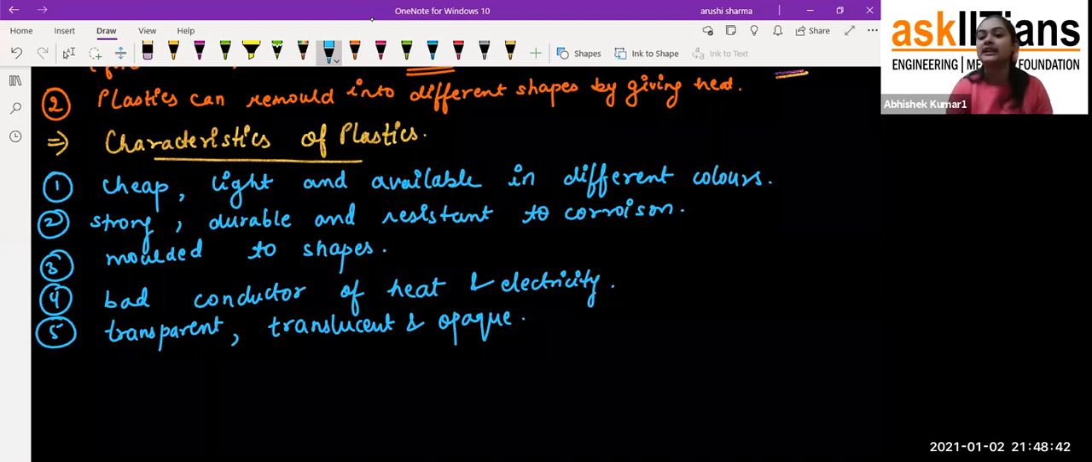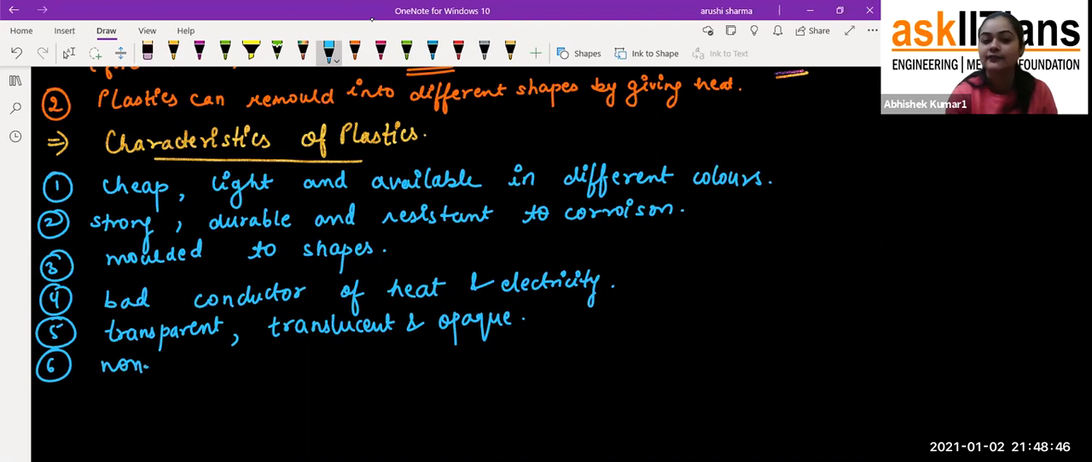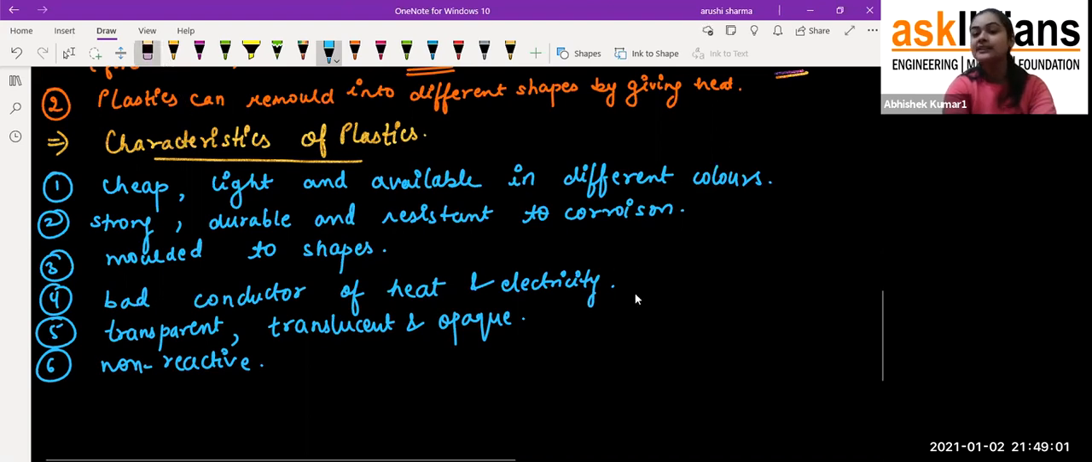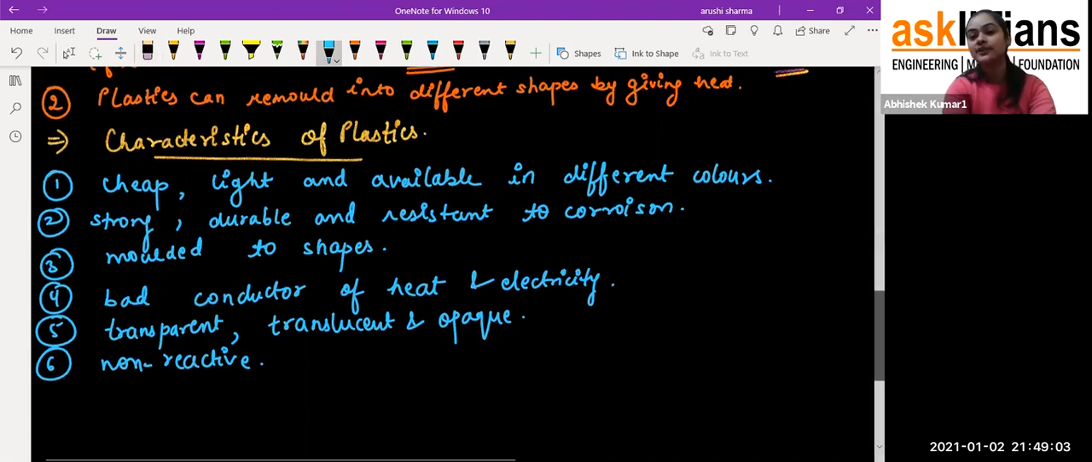So these are the properties or the characteristics of plastic. And the last one is that they are non-reactive. Okay, they are non-reactive. Fine, student. So these are the characteristics of plastic, and you can add many points to it. I can remember these points right now, but my students, if you have any other point about the properties, you can also mention it.